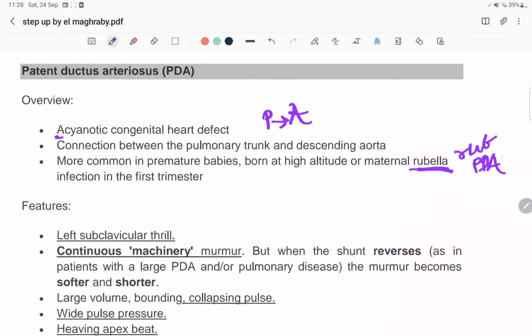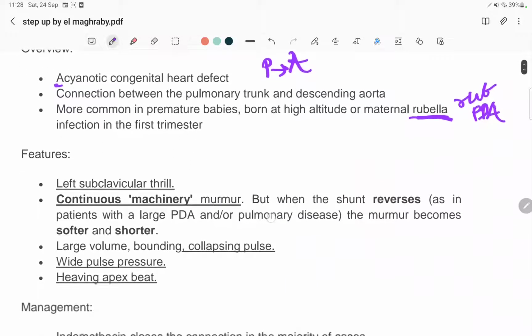PDA. Infection in the first trimester. They present with a left subclavicular thrill and a continuous machinery murmur, but when the shunt reverses, as in a patient with a large PDA or with pulmonary disease, the murmur becomes softer and shorter. Large volume bounding collapsing pulse, wide pulse pressure, heaving apex.